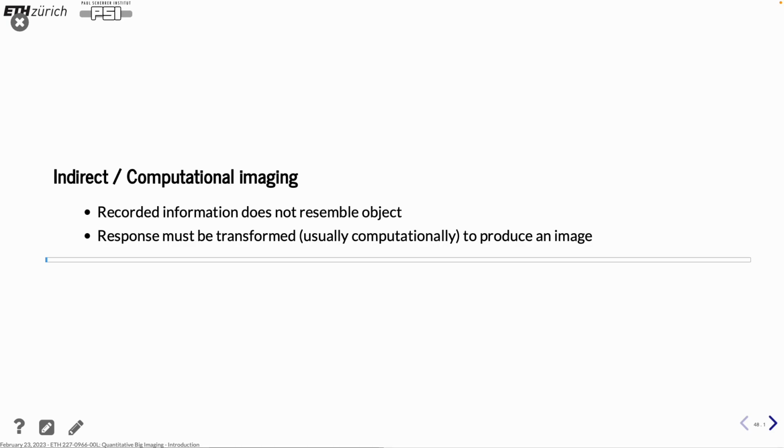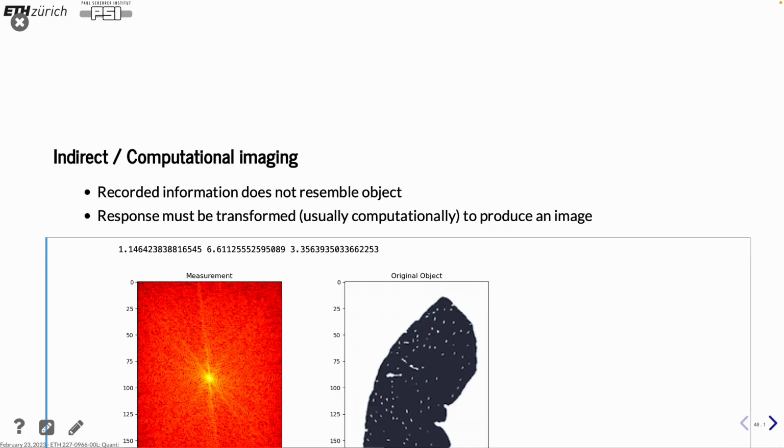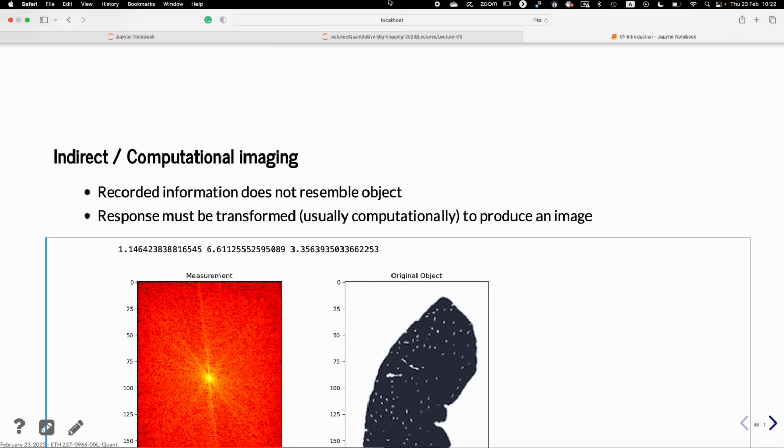Indirect and computational imaging is a little bit different, because here we record something in the acquisition domain, and then through computation you can get the image you want to see. Here is one example, where the measurement is maybe done in Fourier space, and in order to see the information you want, you have to do an inverse Fourier transform. That is one way of doing tomography: doing the acquisition in Fourier space and then doing the inverse transform.